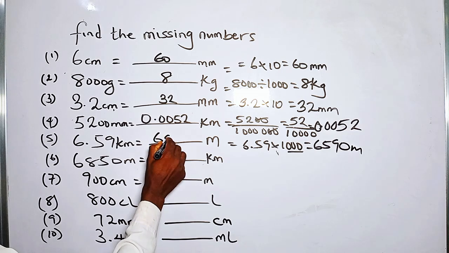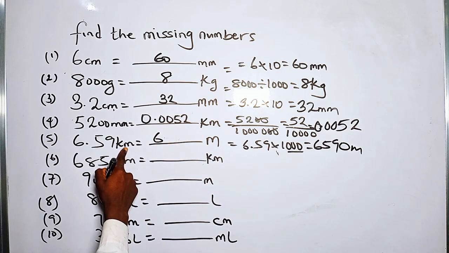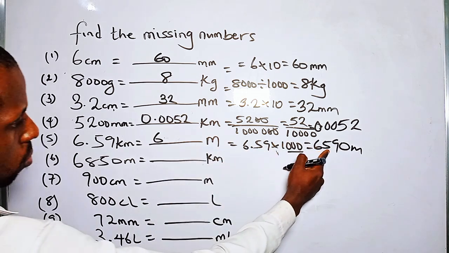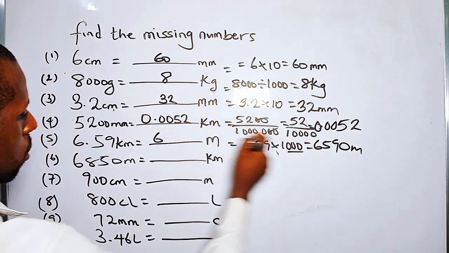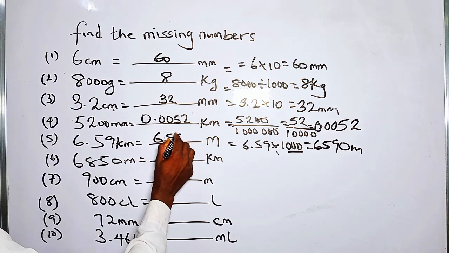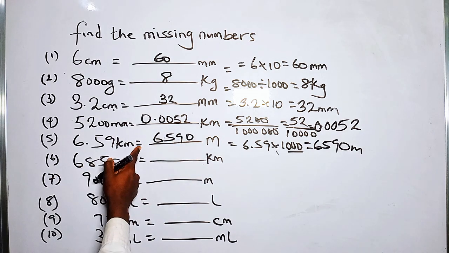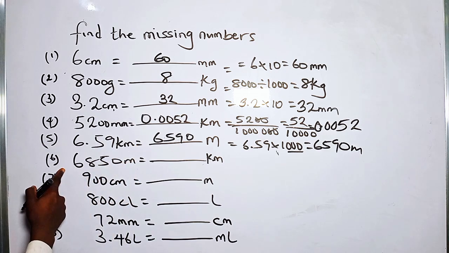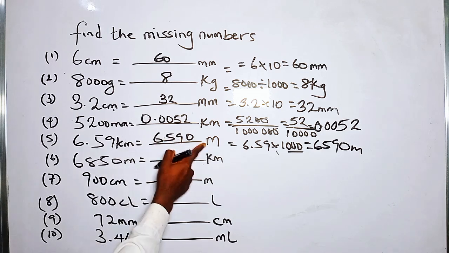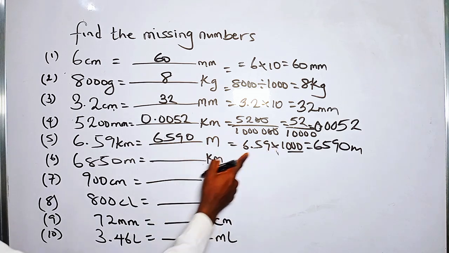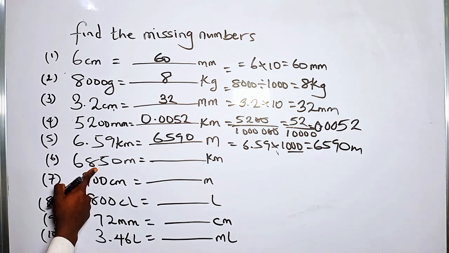When we are converting from kilometer to meter, we multiply what we have by 1000. So we have 6590 meter. Let's do the opposite of what we did here in number 6. We have number 6, from meter to kilometer. We move from kilometer to meter by multiplying by 1000, so when we are moving from meter to kilometer, we divide by 1000.